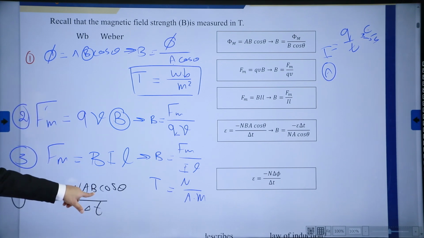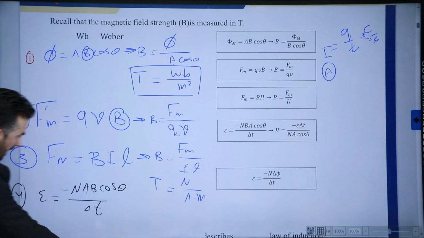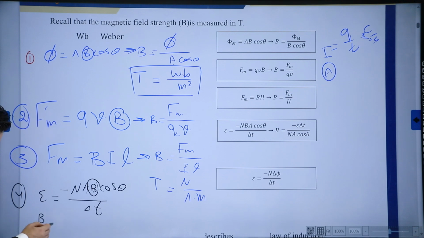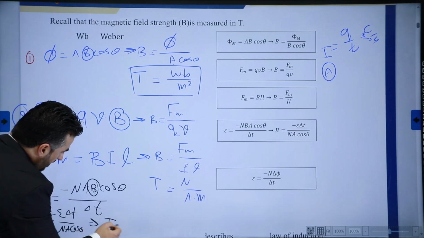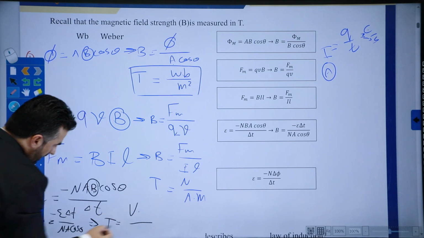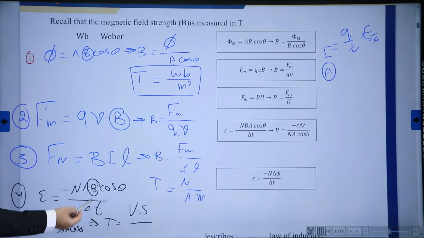Now, you can make B the subject here, or you can keep this one and then rearrange the equation. It is totally up to you. So let's make B the subject here. B equals the electromotive force times delta T divided by NA cosine theta. Forget the negative here, or we can keep writing it as well. So we can say Tesla, remember, magnetic field strength is in Tesla. This electromotive force induced is in volt, right? This time in second. Of course, you can see here, this number of turns has no unit, just number of turns here.